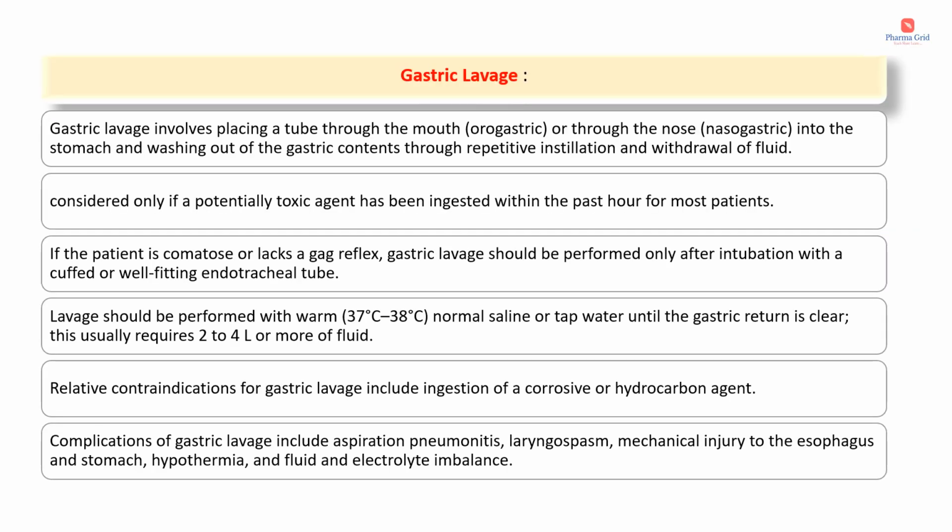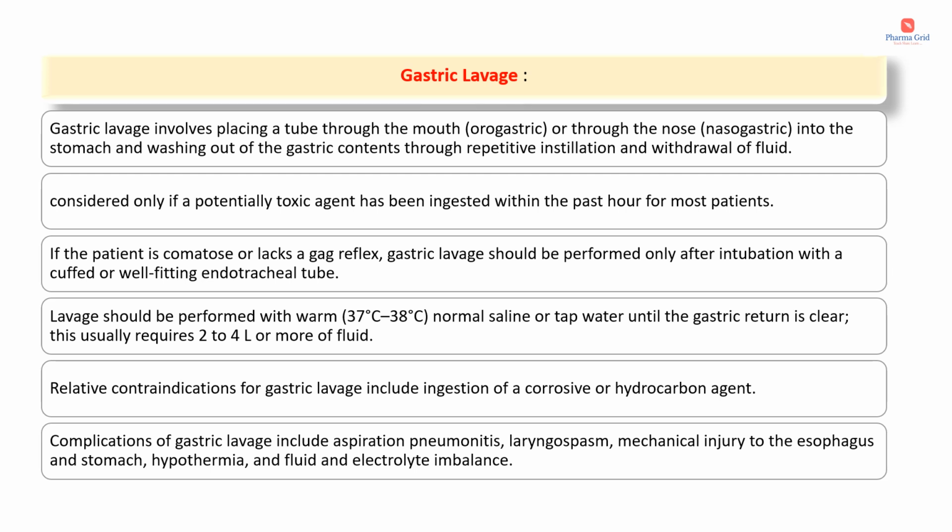So let's first see about gastric lavage. Gastric lavage involves placing a tube through the mouth, which is known as the orogastric tube, or through the nose, known as the nasogastric tube, into the stomach. Through the mouth or through the nose we are inserting a tube into the stomach and washing out the gastric contents through repetitive instillation and withdrawal of the fluid. So this is how gastric lavage is performed.